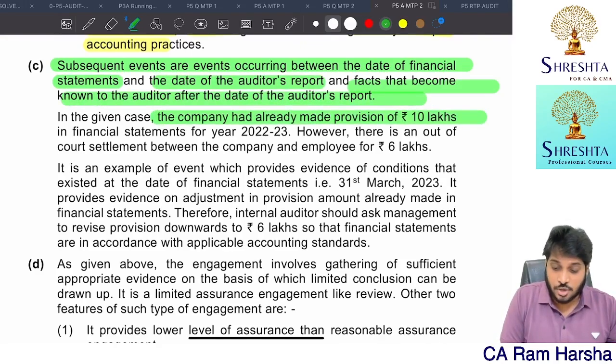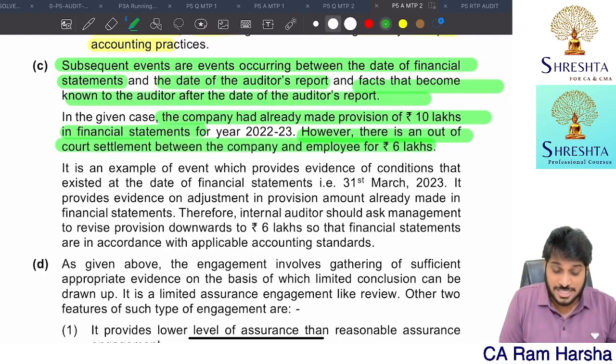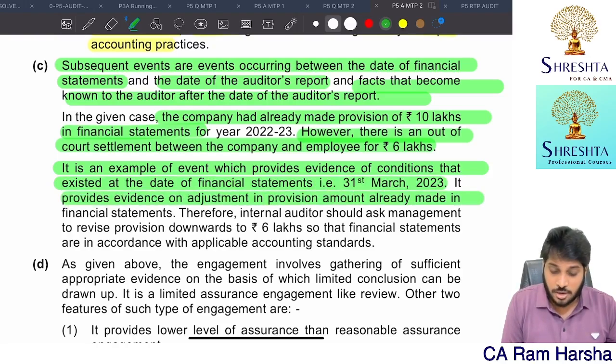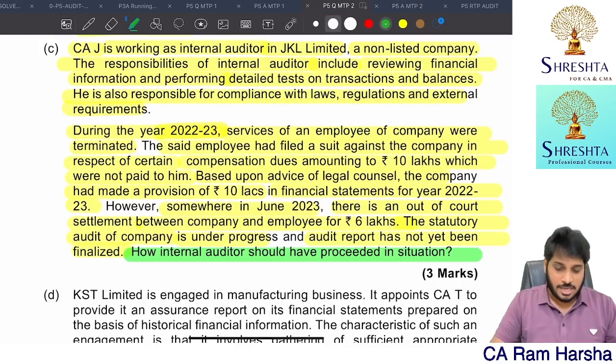In the given case, the company has already made a provision of 10 lakhs. However, there is an out of court settlement between the company and employee for 6 lakhs. It is an example of an event that provides evidence for conditions that exist on the balance sheet date. It provides evidence on adjustment of provision already made. Therefore, internal audit should ask management to revise the provision downward to 6 lakhs so that financials will be in accordance with accounting standard. Easy.